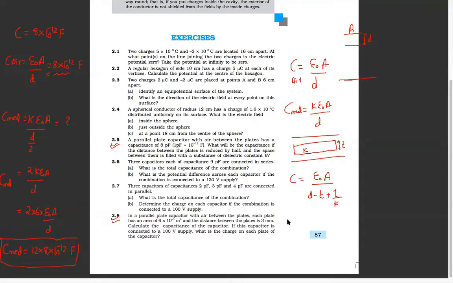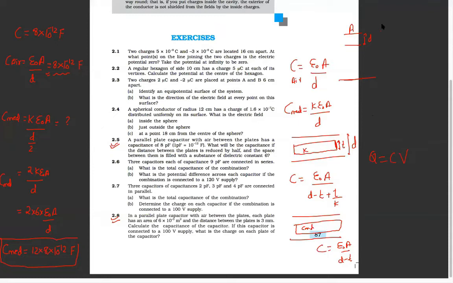So here T is time? No, T is the thickness of the slab, the thickness of the dielectric slab. K is the dielectric constant. D is the separation between the plates. T is the thickness of this slab. And instead of a dielectric slab, if you put a conducting slab between the plates of the capacitor, then the capacity is epsilon naught A over D minus T. And you can calculate charge using the relation that charge is capacity into voltage, potential.